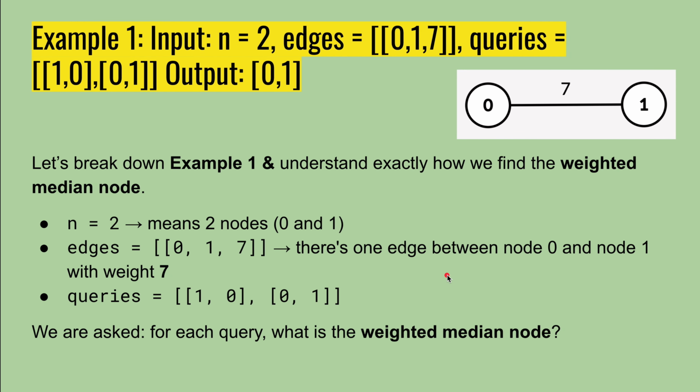If we talk about the example and how it works, let's understand the example. In the input example we have given n equal to 2, and the edges we have given as 0 1 7, the queries we have given as 1 0 0 1, and the output is 0 1.